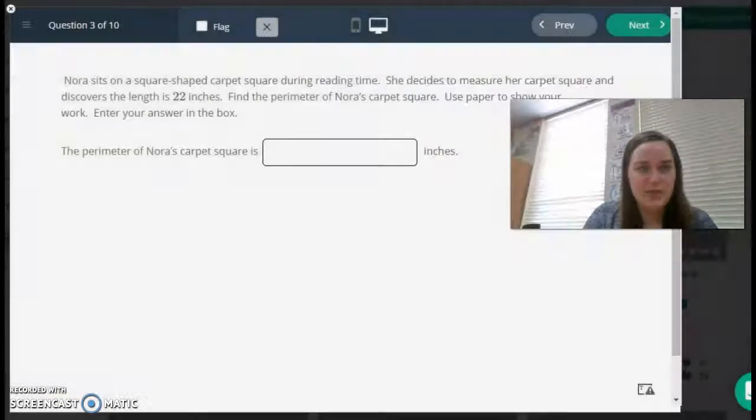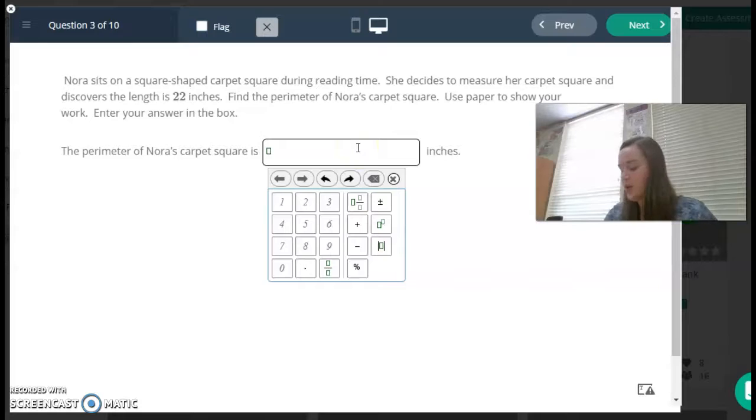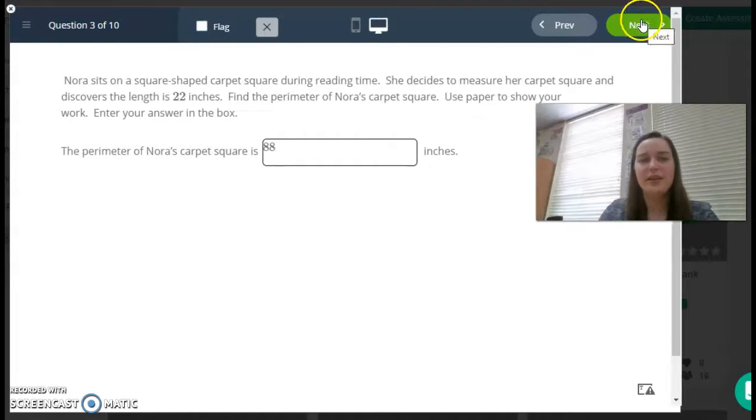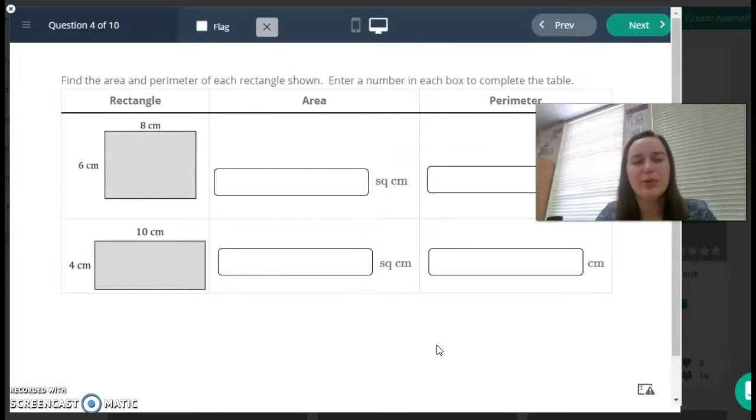Okay, so let's type that in. So the perimeter of Nora's carpet square was 88 inches. They already have that written out. Okay, next, question 4. Find the area and perimeter of each rectangle shown. Enter the number in the box to complete the table.